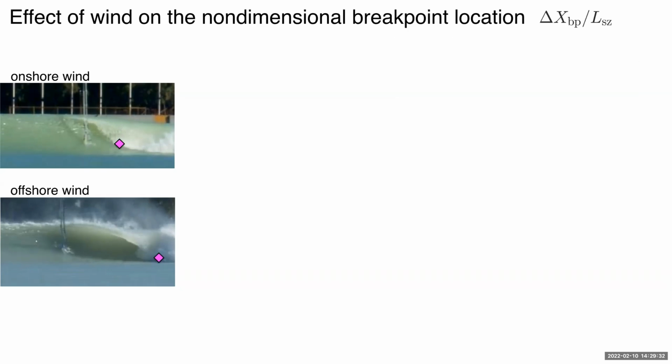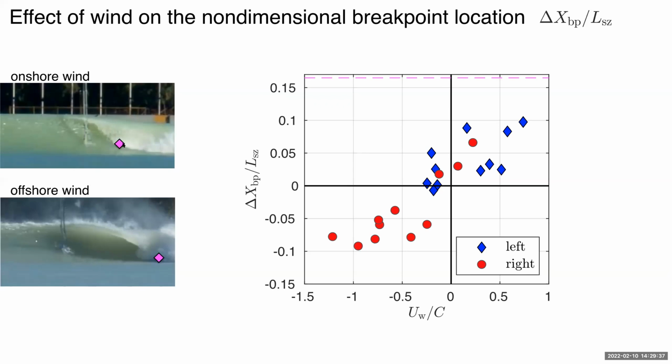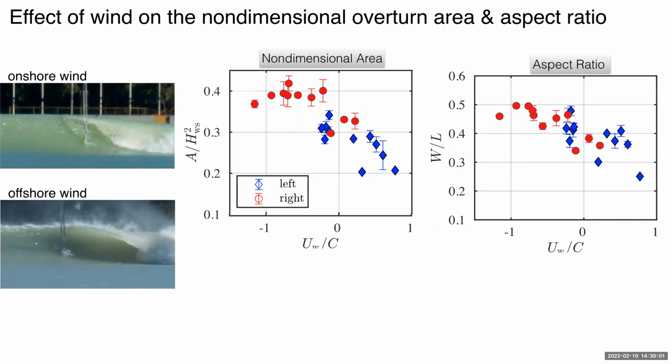So let's first take a look at the non-dimensional breakpoint location. And just for reference, again, the breakpoint location would be here and here in these 2 photographs. So when we plot delta X_BP divided by L_SC against the non-dimensional wind speed, we see that there's a very nice, clear relationship between the 2. For offshore winds, the breaking is closer to shore. For onshore winds, the breaking is farther from shore. And there's a consistent relationship between the lefts and the rights.